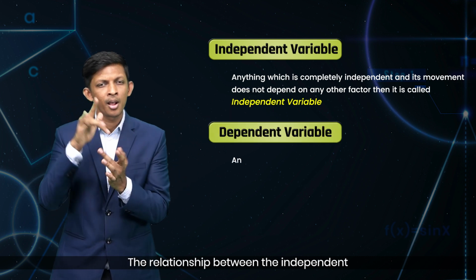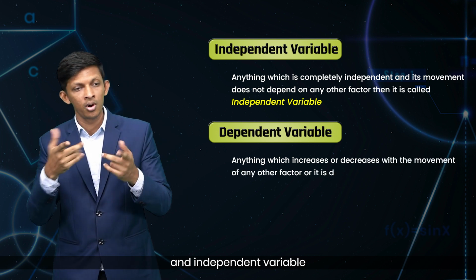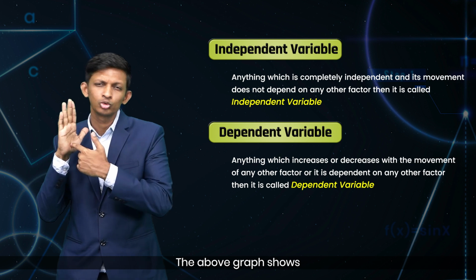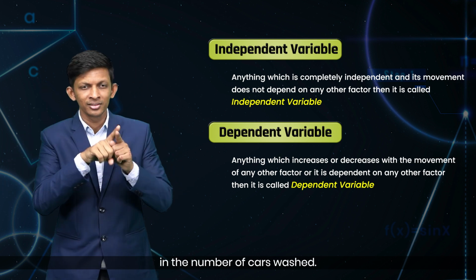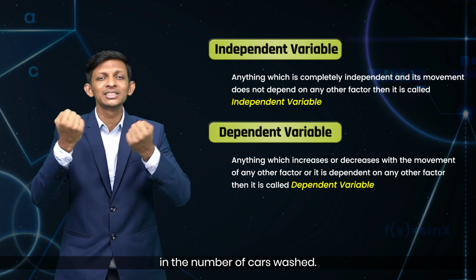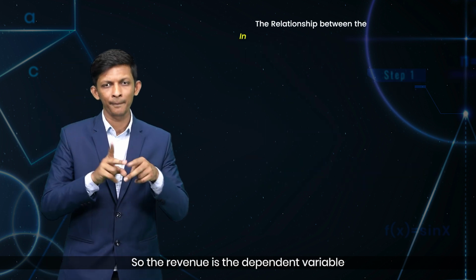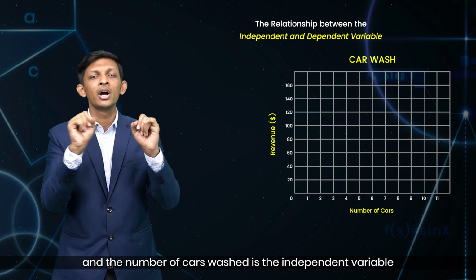The relationship between the independent and dependent variable. The above graph shows the revenue will increase with the increase in the number of cars washed. So, the revenue is the dependent variable and the number of cars washed is the independent variable.